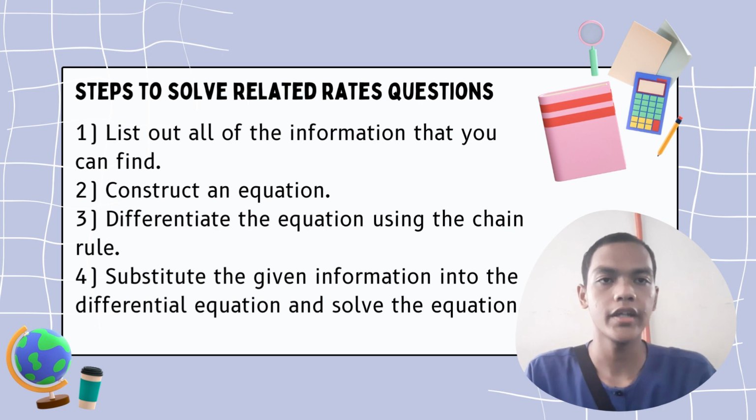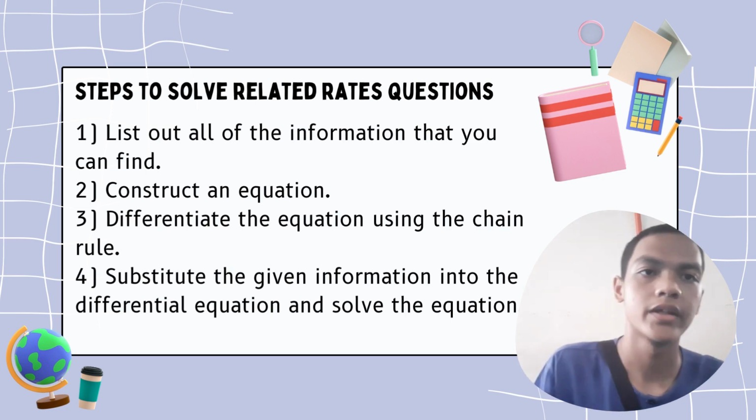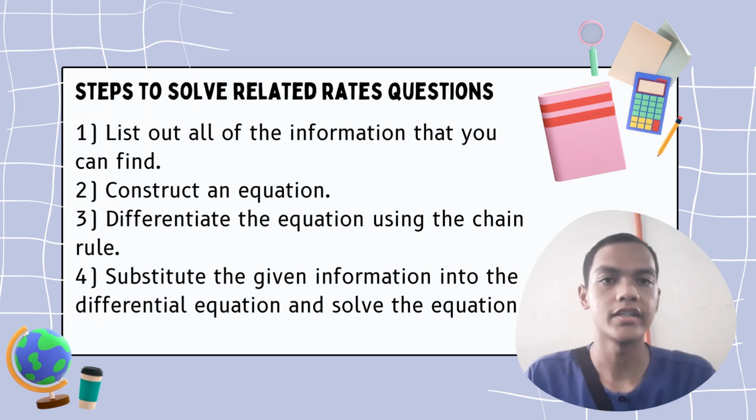Now, I will share with you the tips that you can use to solve the related rates equation. There are 4 tips. The first one is to list out all the information that has been given. The second one is to make an equation from the information that you have listed out. Then the third one is to differentiate the equation using the chain rule. And lastly, substitute the information into the differential equation and then solve it. Those are the tips that you can use to solve the related rates equation.